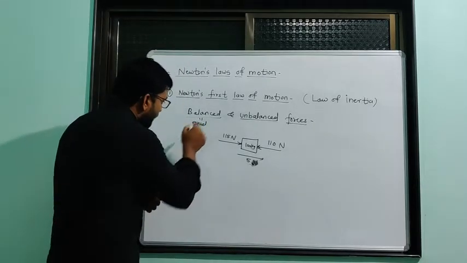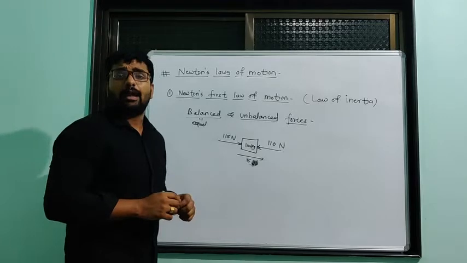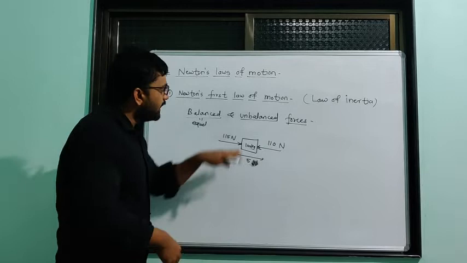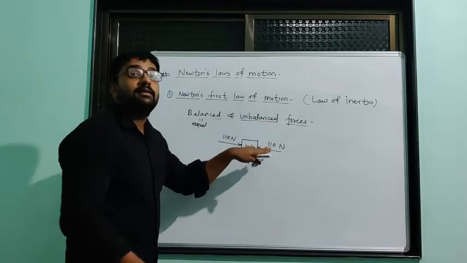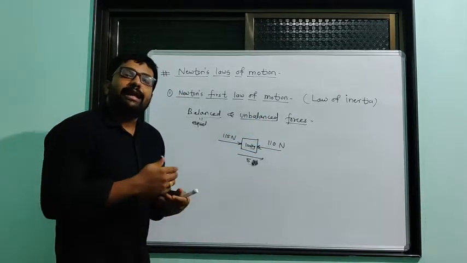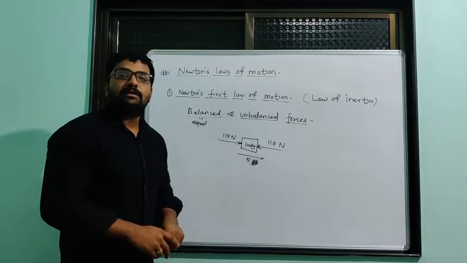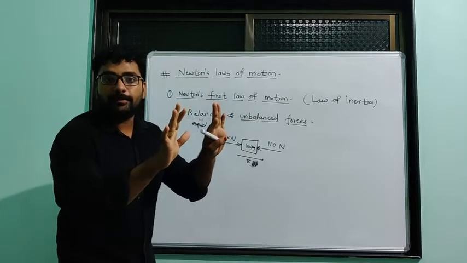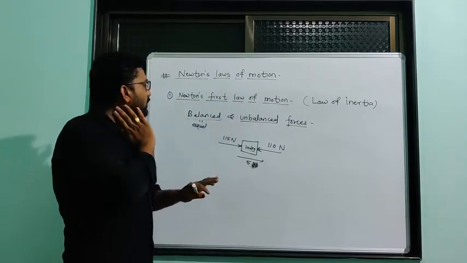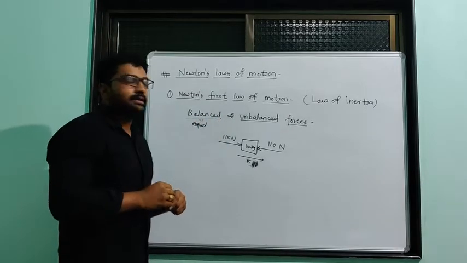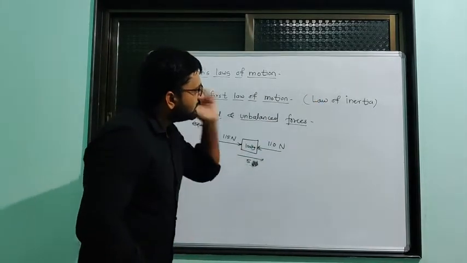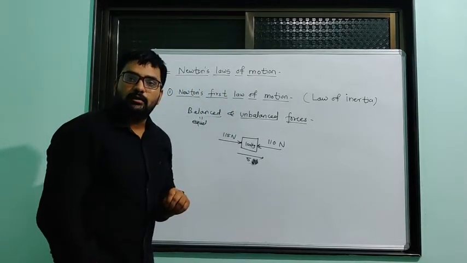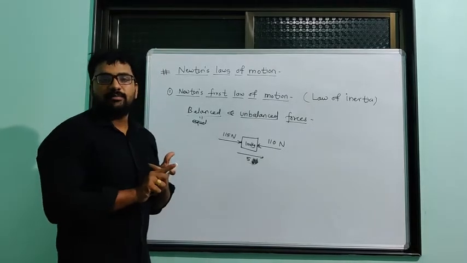If you apply balanced force on that object, at that time that object will not be stopped. We have to apply some external unbalanced force, then we can change the state of that object, or we can stop that moving object. So here we have to understand what balanced and unbalanced forces are and what inertia is. These are the two important parts of Newton's first law of motion. The statement of Newton's first law is important.